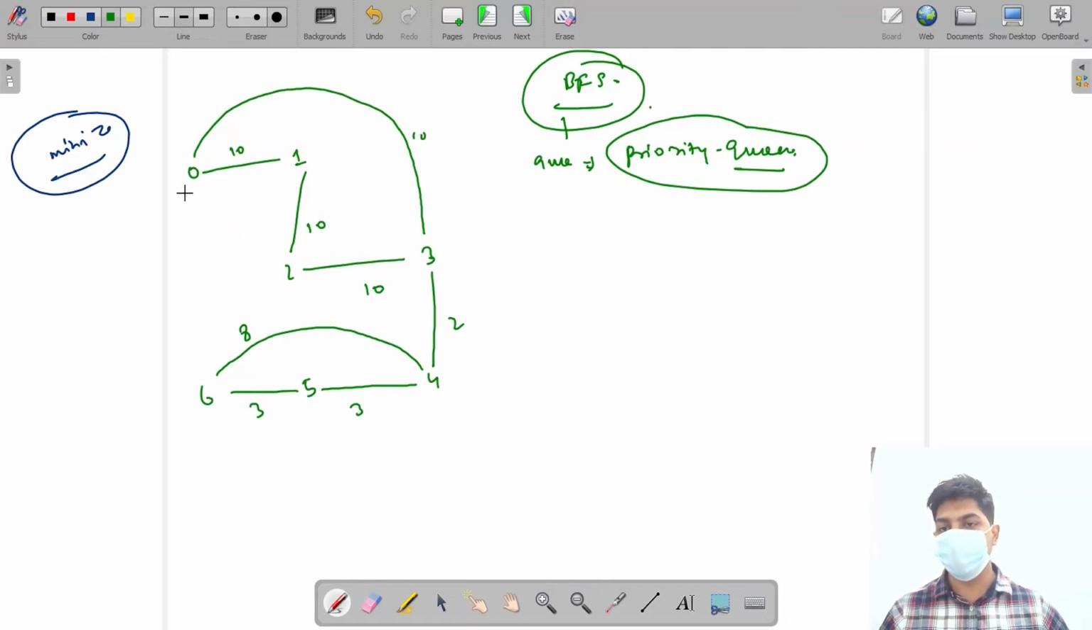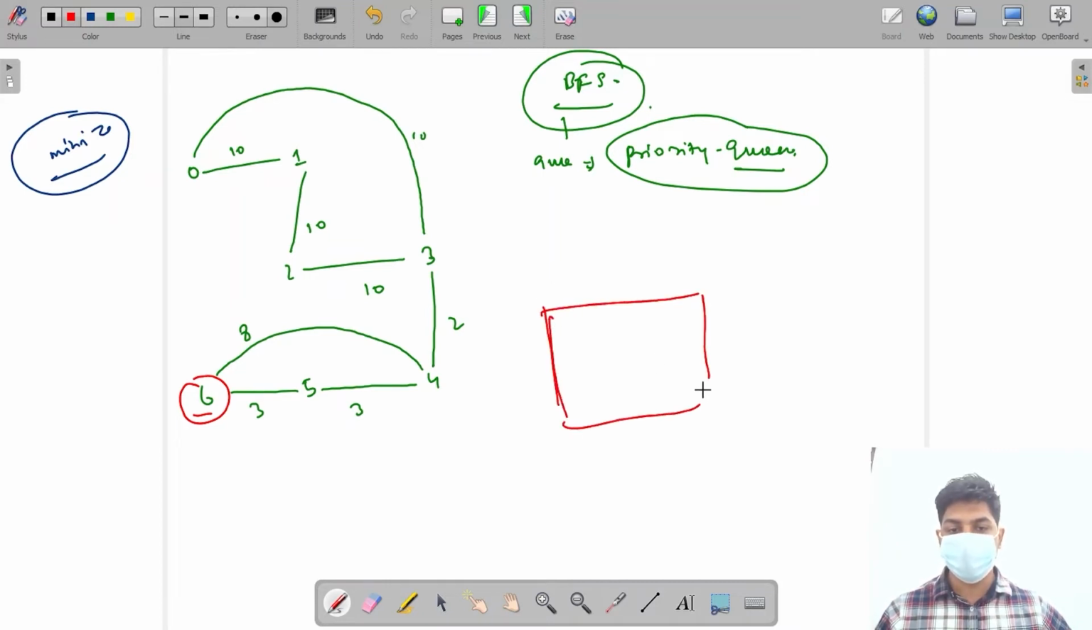What do I mean by it? Let's suppose 6 is the source node over here. If I start from the 6th node, there are two options for me, so I will have a priority queue. I can make a road from 6 to 4 via cost 8. Another option is that I can make a road from 6 to 5 via cost 3. I will be using a minimum priority queue on the basis of weight, so the one having the minimum weight, I will make that road first.